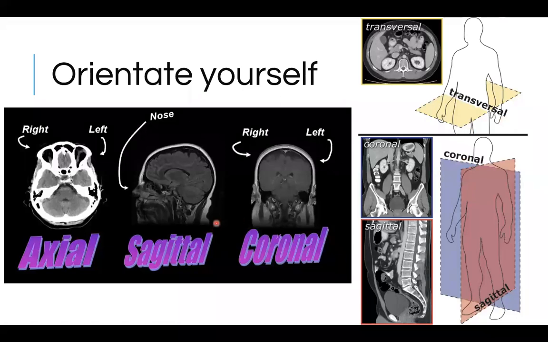Then another plane you could get is a sagittal view, which divides the body into left and right halves. And then finally coronal, which refers to the crown and basically divides the body into anterior and posterior segments.